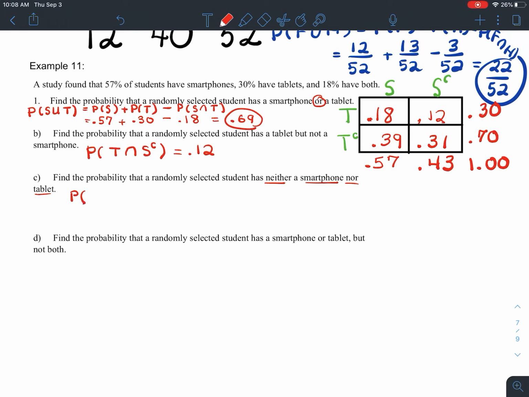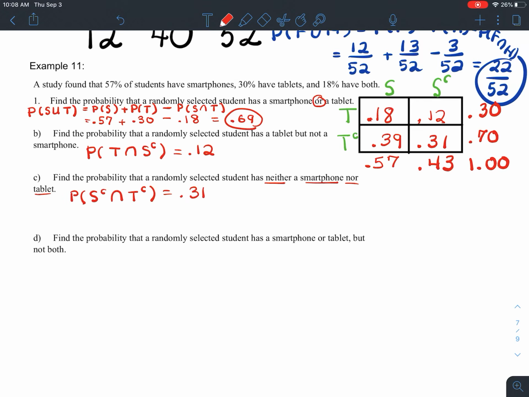Okay, let's go ahead and try the next one here. We're looking for what's the probability that a randomly selected student has neither a smartphone nor a tablet. Again, they're not using the word and, but we're definitely talking about someone who does not have a smartphone and they do not have a tablet.